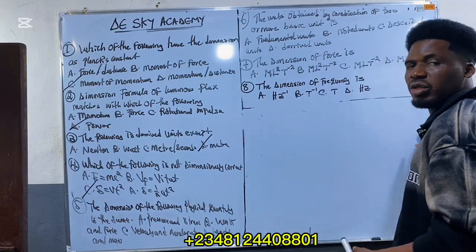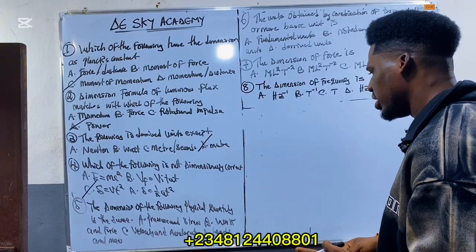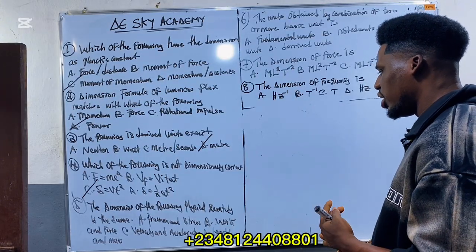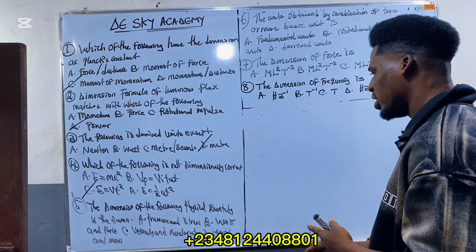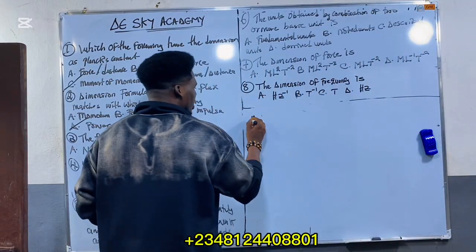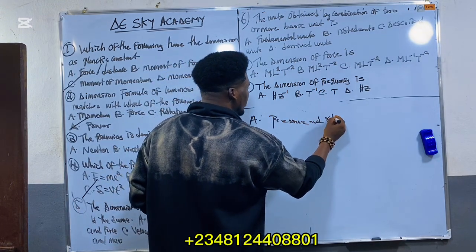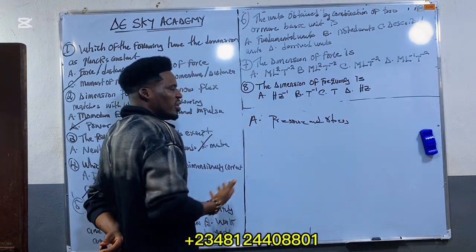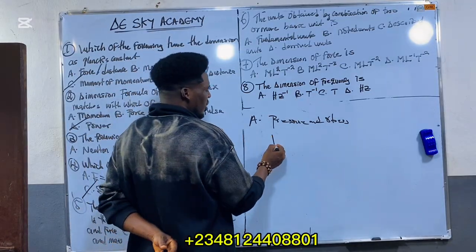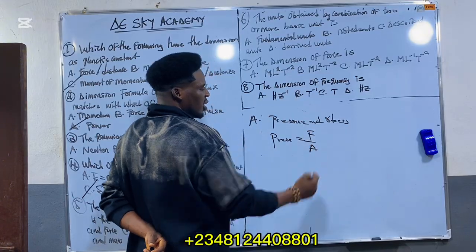Now, number 5, they said which of the following physical quantities have the same dimension: A, pressure and stress; B, work and force; C, velocity and acceleration; D, length and mass. So let's take option A, which is pressure and stress. First of all, if they have the same formula, the dimension will be the same. What is pressure? The formula for pressure is force over area, right?